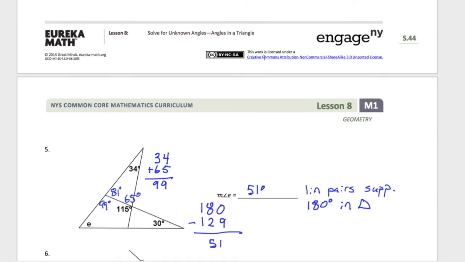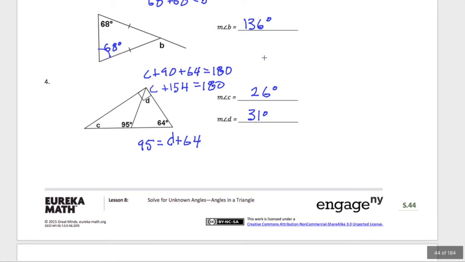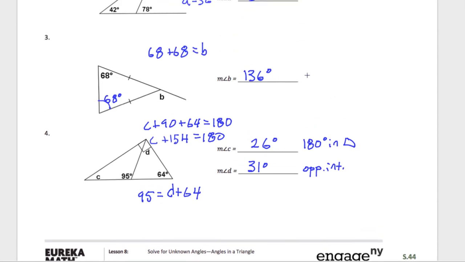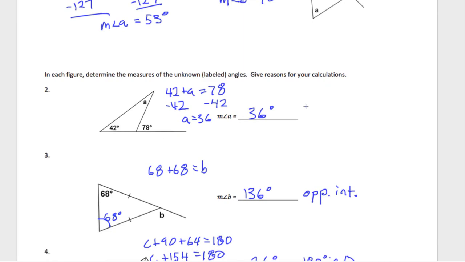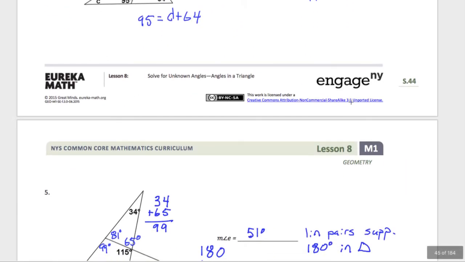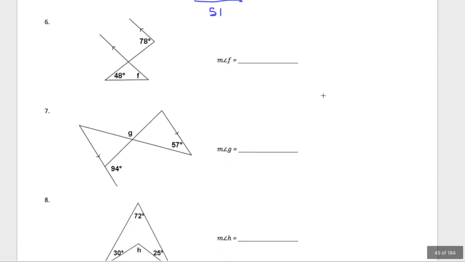Let's go ahead and backfill all of the reasons that we used up here. C, we use 180 degrees in a triangle. D, we use the fact that they were opposite interiors. B, opposite interiors. Should do little dots here. And opposite interiors. Alright, go ahead and pause me again so you can work on number 6.